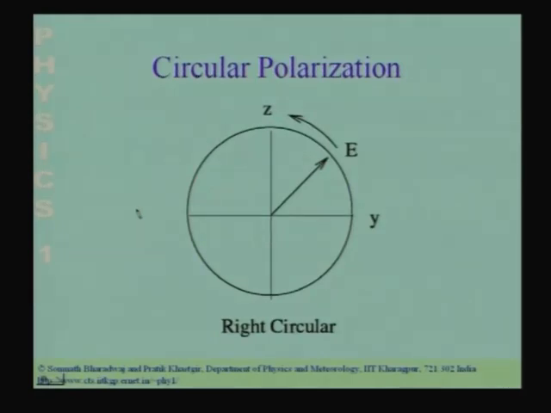You could also have right circularly polarized electromagnetic radiation. In right circularly polarized electromagnetic waves, the electric field will go around in exactly the opposite direction. Question is, how will you produce a right circularly polarized electromagnetic wave in the situation which we have been discussing, namely two crossed dipoles? I am sure you can work out the answer to this question. So, let me stop here for today and resume the discussion in the next lecture.